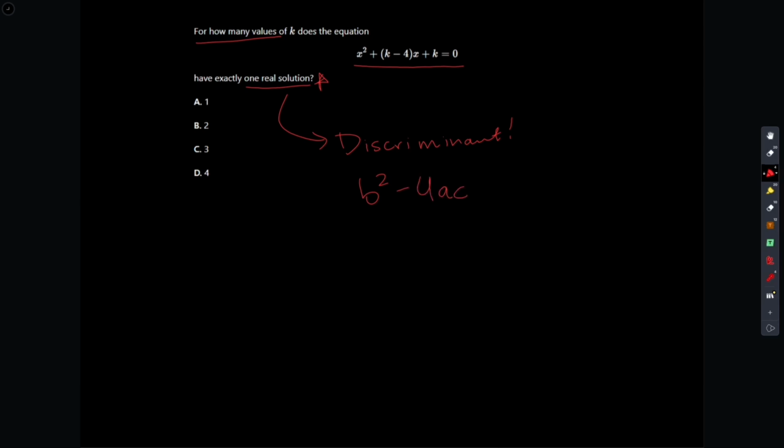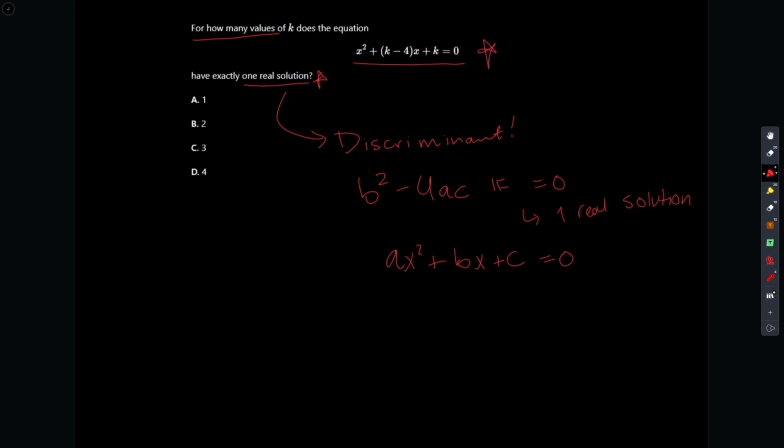Recall that if b squared minus 4ac, the discriminant, is exactly equal to 0, that means that we have one real solution, right? And of course, the discriminant applies to the standard form of a quadratic, ax squared plus bx plus c equals 0. And so again, like the other problems that we did, we're going to have to identify exactly what our a, b, and c are in this equation.